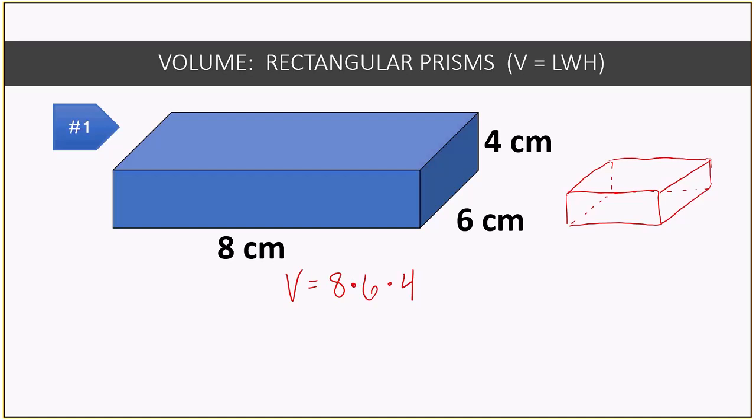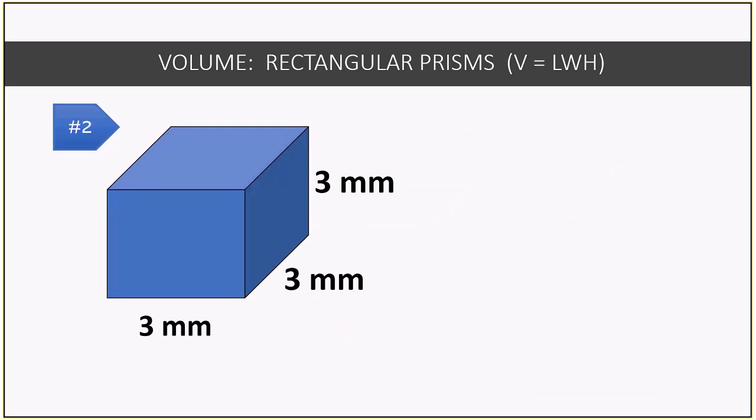8 times 6 is 48. 48 times 4 is 192. And then we want to say centimeters cubed because we have, again, that 3-dimensional shape that we're working with. So we're cubing the units. Okay, let's go on to the next example. Next example, another rectangular prism.